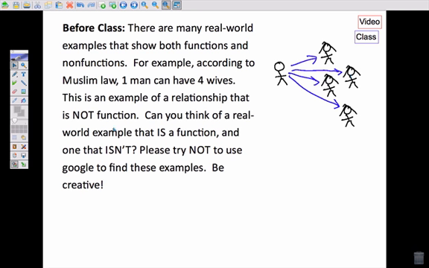The before class is asking you to come up with an example that is a function and one that isn't. Try not to use Google, and please don't use any of the examples that were in this video or that we did in class today.